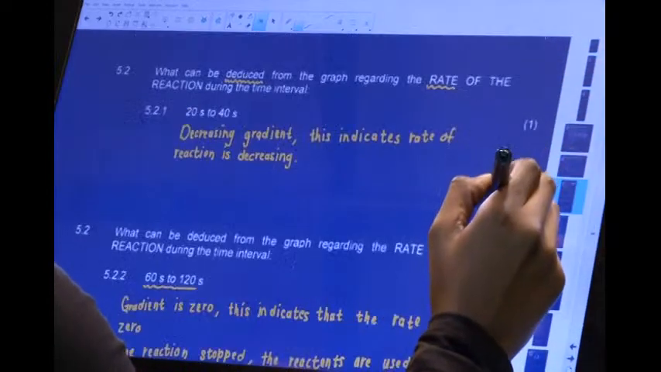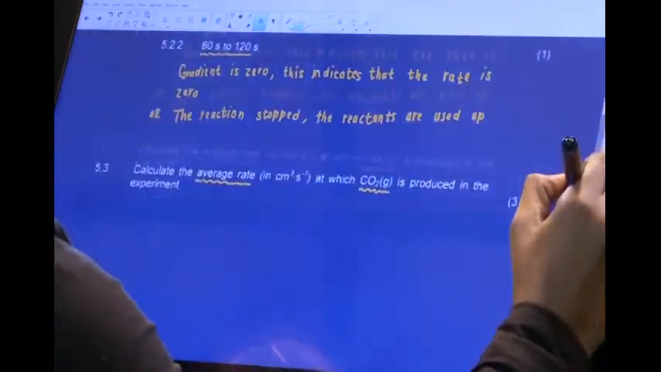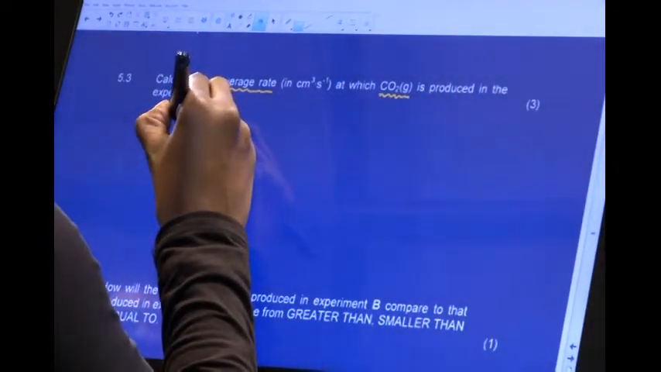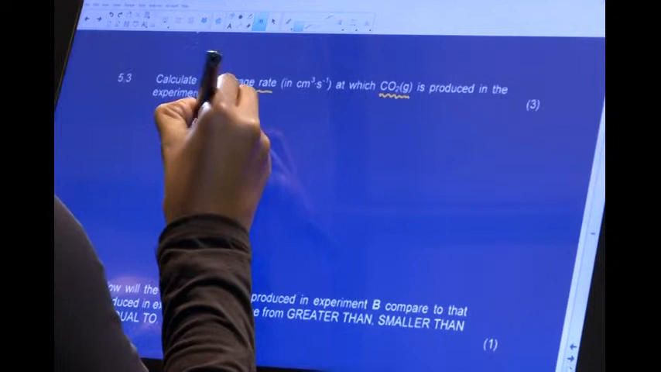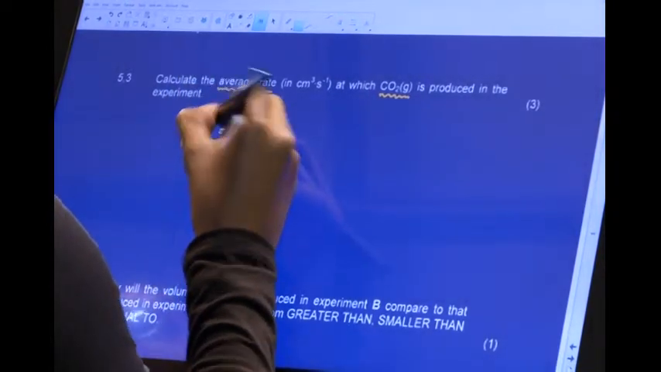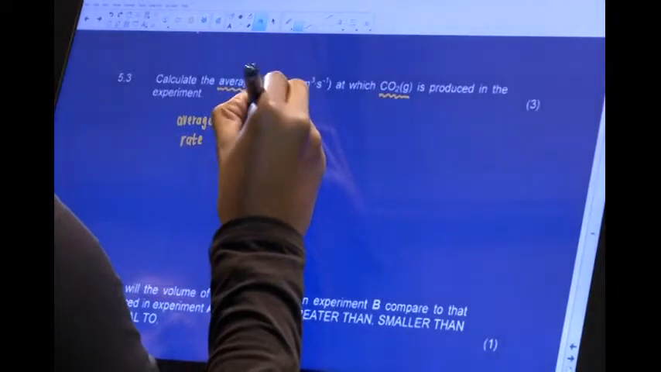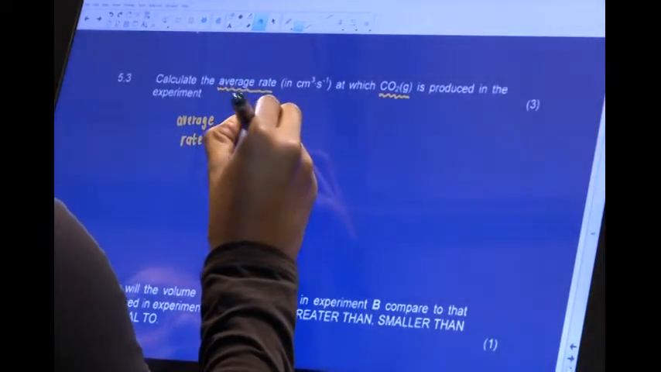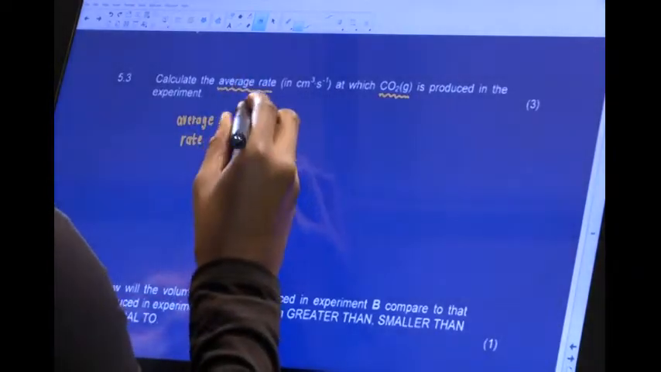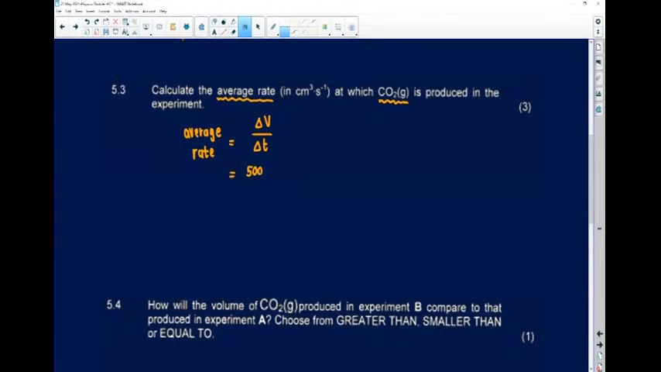So let's calculate that. Remember, every time they say calculate in physics and in chemistry, you need to have a formula. So I'm going to have average rate. If this is for 3 marks, you're going to get a formula. This is the change in volume over the change in time. Remember, it's final minus initial, so the volume here is 500 minus 0. And then the change in time, final was 60, but initially it started off at 0.